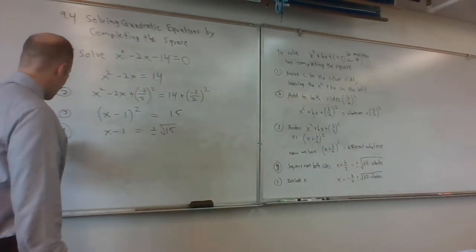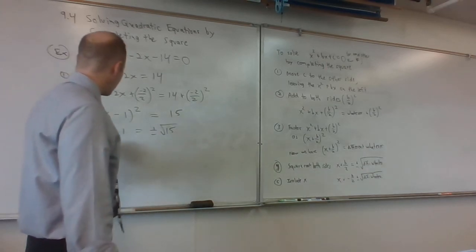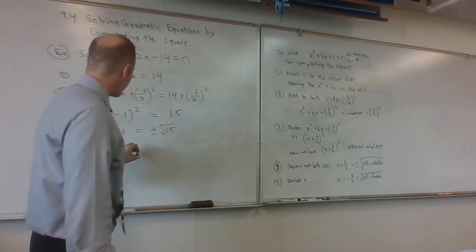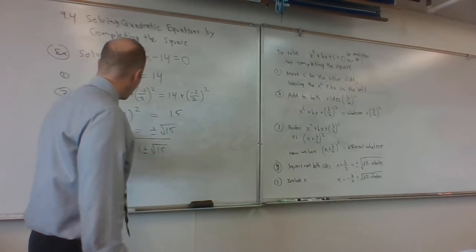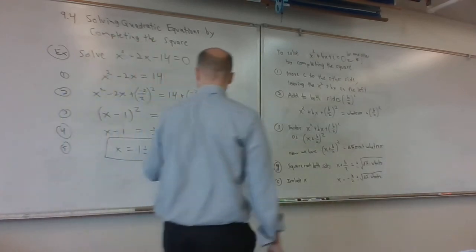So what I mean by that is step 5, we need to finish solving for x. I'm going to add 1 to both sides. What do you have? X equals 1 plus or minus the square root of 15. That is my exact answer.